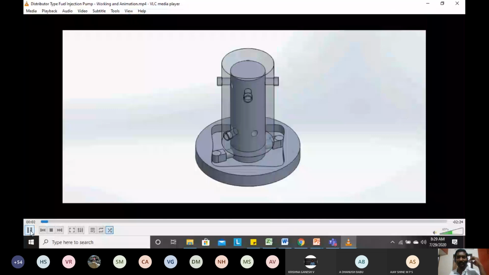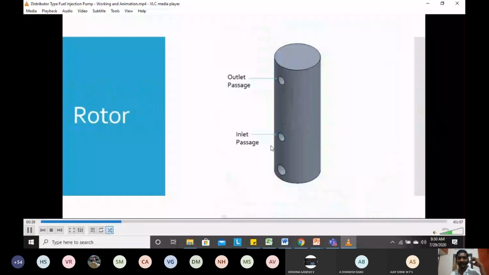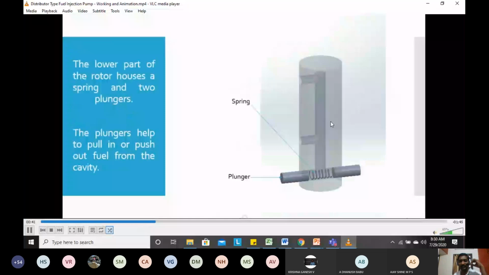This is the distributor type fuel injection system. This is the rotating part, and this rotating part has radial holes. This is the plunger part. This hole you can see is going to get aligned. Now let us say this is the fuel oil inlet line. When the hole aligns, this is the rotor part which has holes. This is for fuel inlet and this is for fuel outlet.